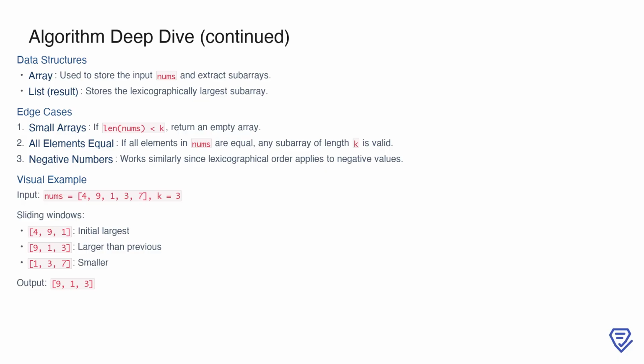For the input array 4, 9, 1, 3, 7, and k equal to 3, we process sliding windows. The first window, 4, 9, 1, becomes our initial largest subarray. The next window, 9, 1, 3, is larger and replaces the previous result. The final window, 1, 3, 7, is smaller, so the result remains 9, 1, 3. This illustrates how the sliding window approach efficiently identifies the largest subarray.